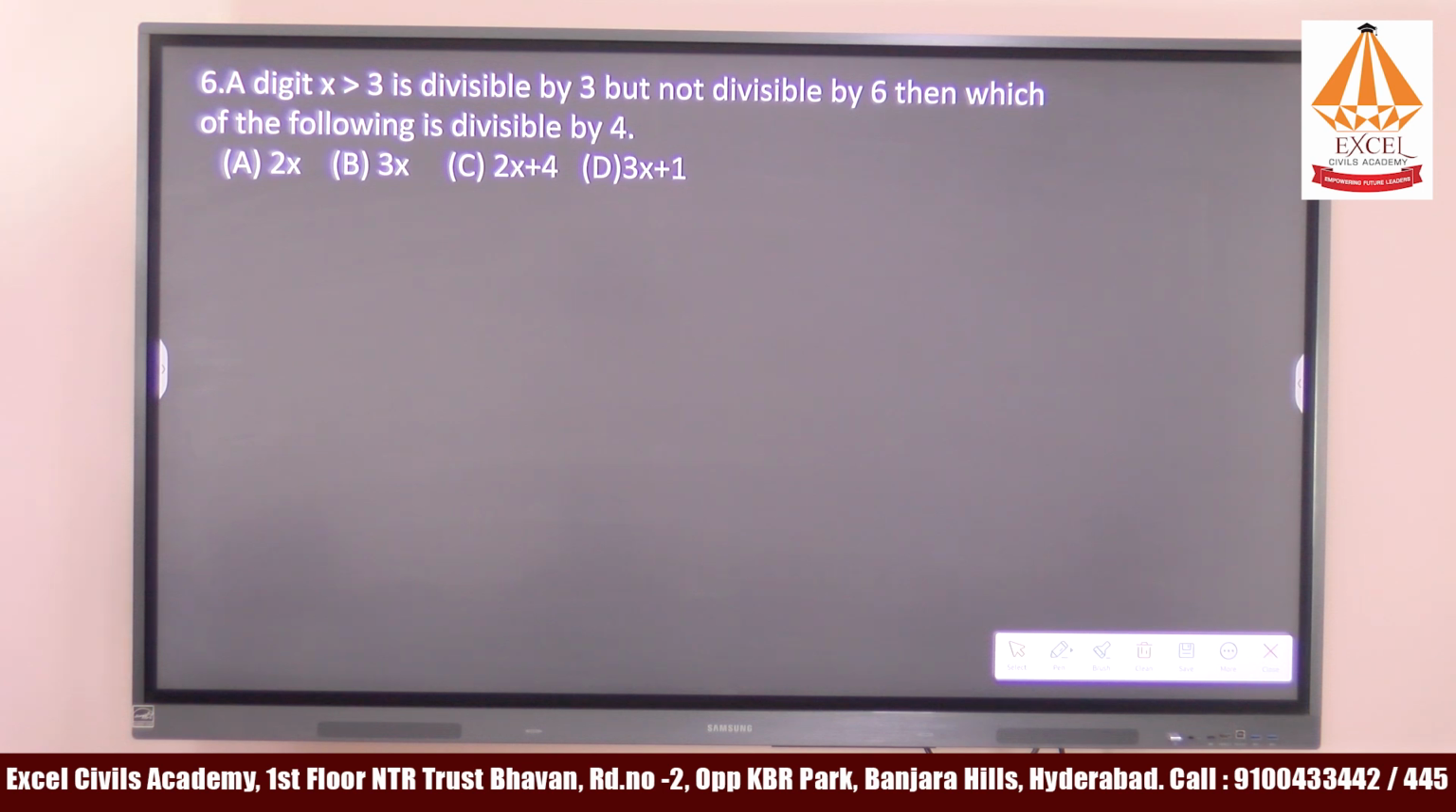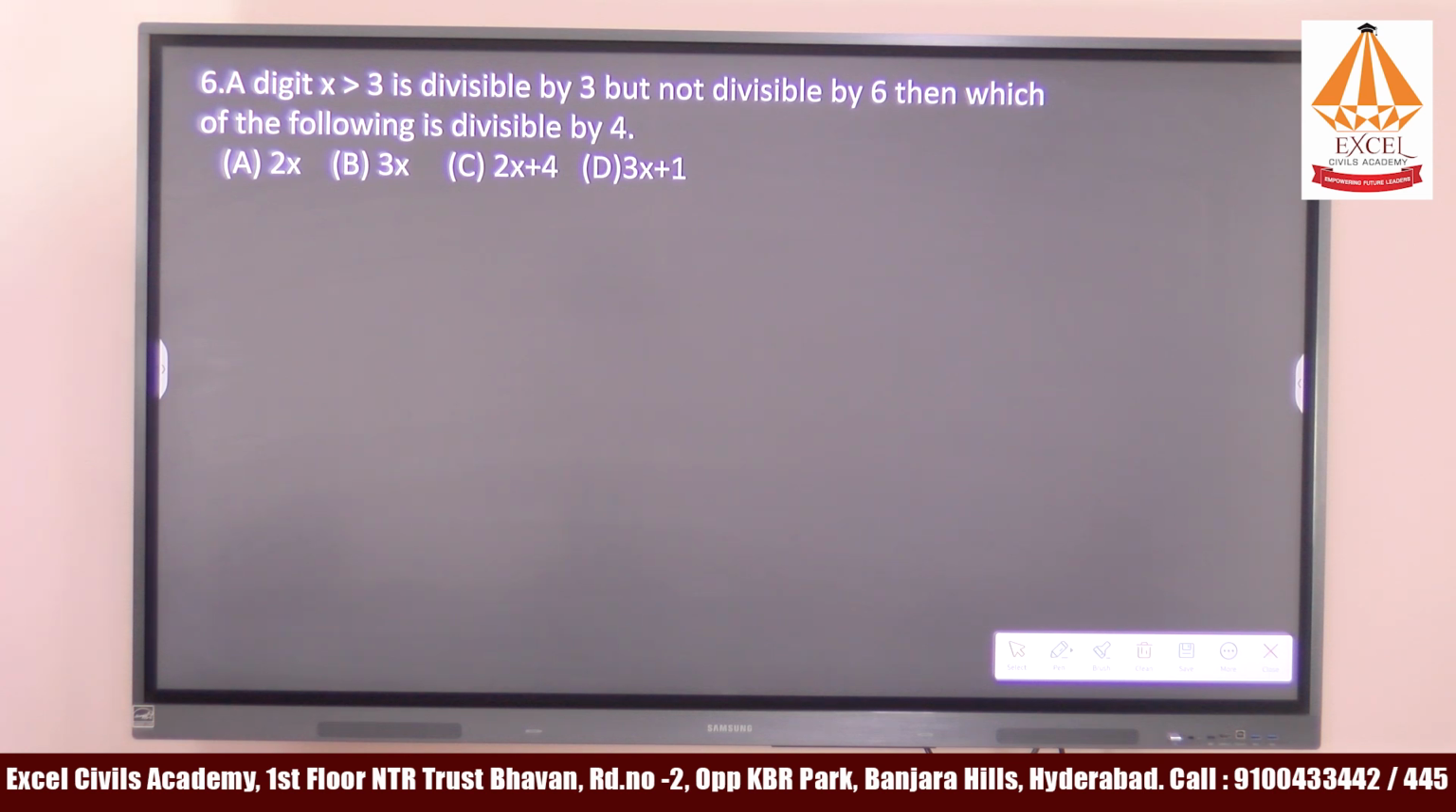What information is given? x is greater than 3. We are taking the values of x. And what conditions are given for x? x is greater than 3, and also x must be divisible by 3. And there is one more condition: that it should not be divisible by 6. By satisfying all these conditions, we have to choose a value for x. We have to assume an x value, and after that, which among the following values are divisible by 4?